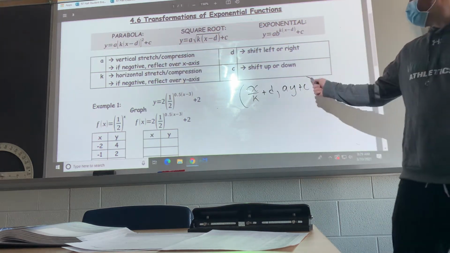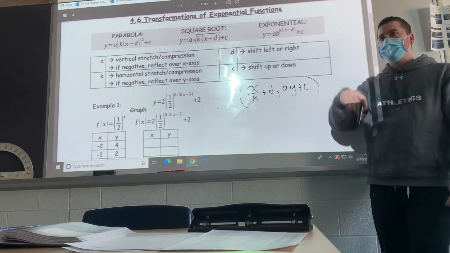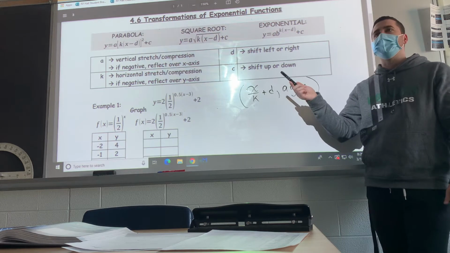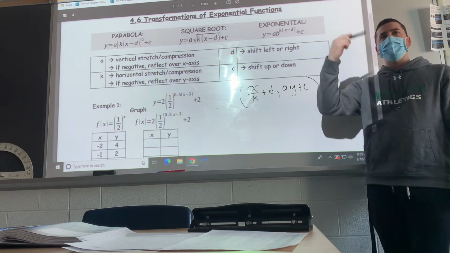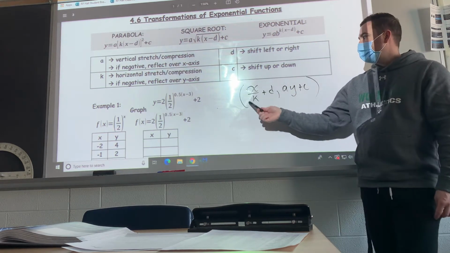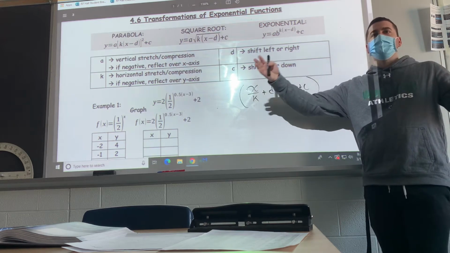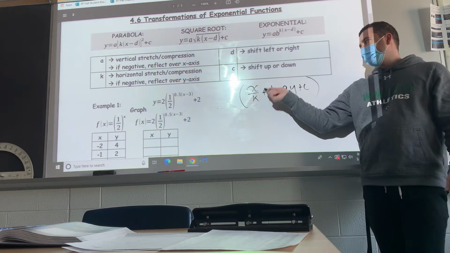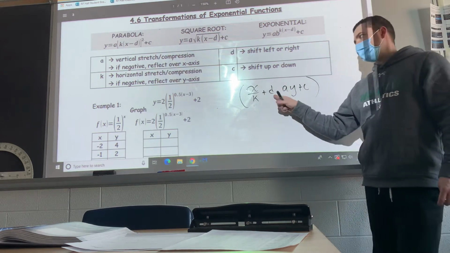Because this C goes up and down, that's our Y axis. Our A value reflects over the X axis, but it changes your Y values. K is a horizontal stretch or compress, so that changes your X values, and same with the D, left or right changes your X values.